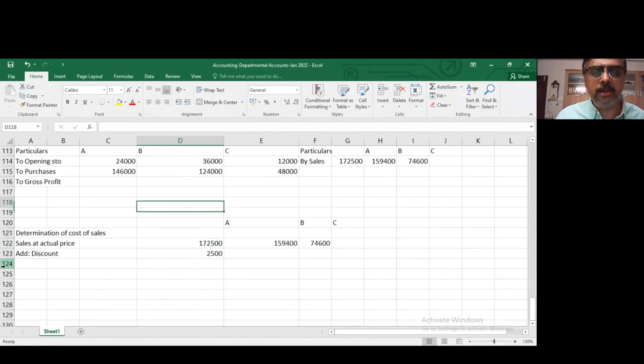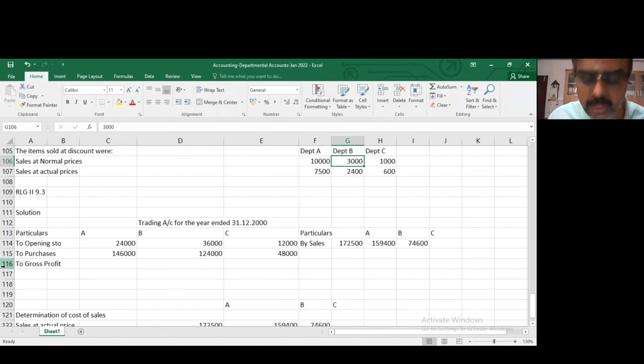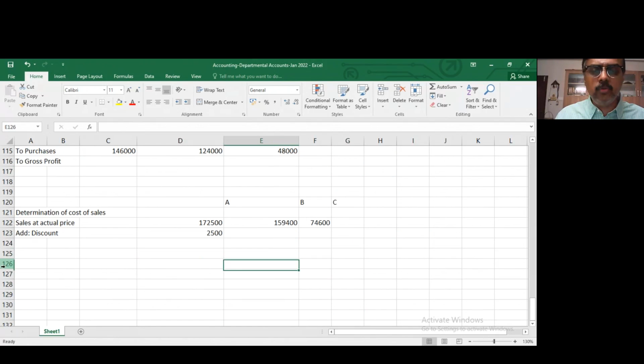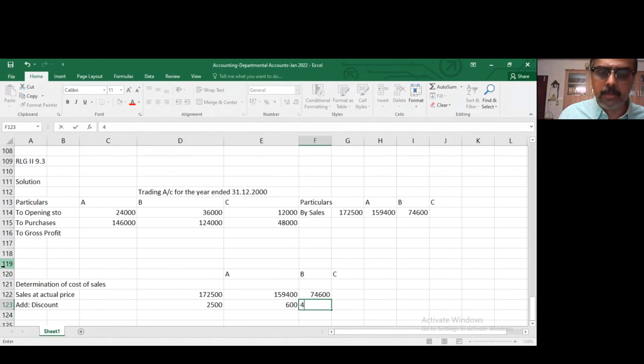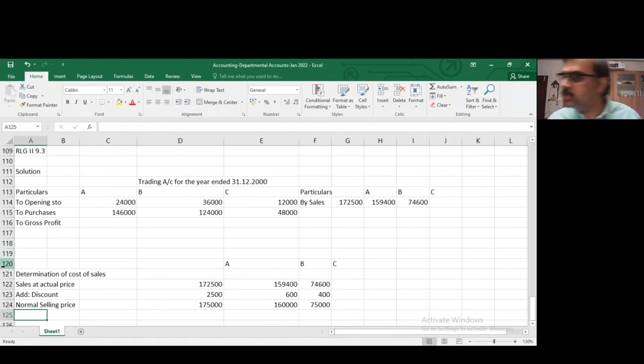Similarly, for Department B, you have to determine the discount given. The normal sale value is 3,000, but sold at 2,400. That means 600 rupees discount for Department B. Department C, 1,000 rupees sale value at a price of 600 means 400 rupees discount. Add these back and you'll get the normal selling price, because GP is on normal selling price without discount. So this adds up to 1,75,000, this adds up to 1,60,000, and this adds up to 75,000. This is your normal selling price.